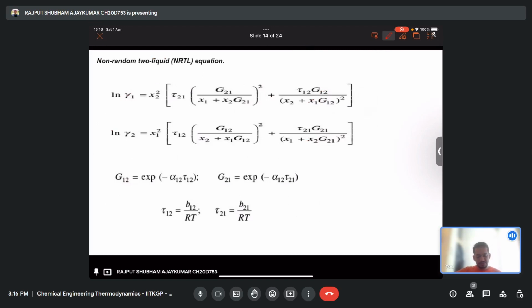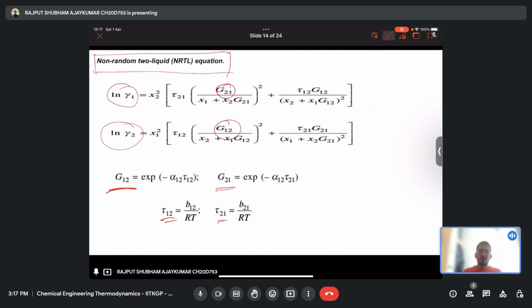And this is the last one, which is known as the non-random two liquid equation, NRTL. It is one of the famous equations in chemical engineering thermodynamics. Similarly, this is also an equation used to find the activity coefficients. Here, instead of gamma 1 and gamma 2, we have two different parameters, G21 and G12, similar to the Van Laar equation, and we also use tau12 and tau21.